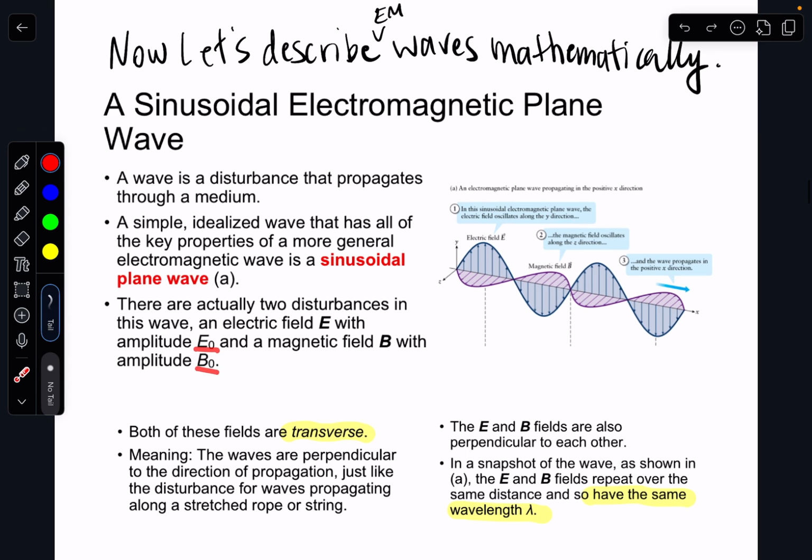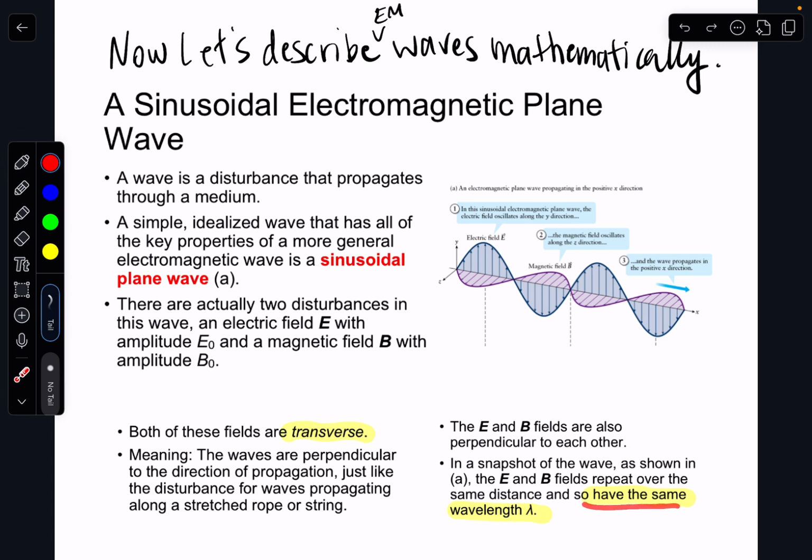So these fields, these waves, are transverse. And what that means is that they are perpendicular to each other at all times, right? You can see that the E field is in the y-axis, the B field is in the z-axis, and they are also perpendicular to the direction of their motion, which is in the x-axis. So this is a transverse wave. The two fields are perpendicular to each other, and both of those fields are perpendicular to the direction that they move.